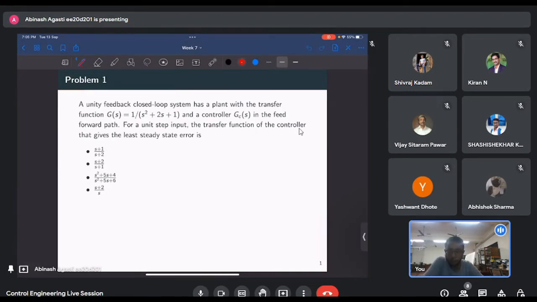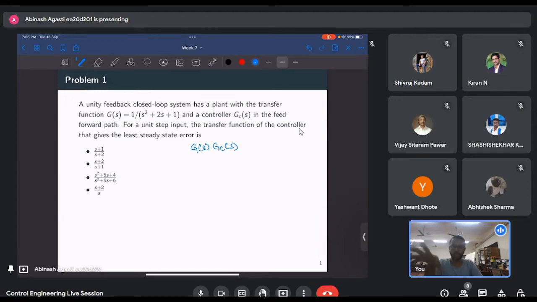So we have a unity feedback closed loop system with a plant transfer function given by G(s), which is a standard second order system, and a controller Gc(s) in the feed forward path. So essentially the open loop transfer function is G(s) into Gc(s). Okay. So for a unit step input, the transfer function of the controller that gives the least steady state error is which of these?